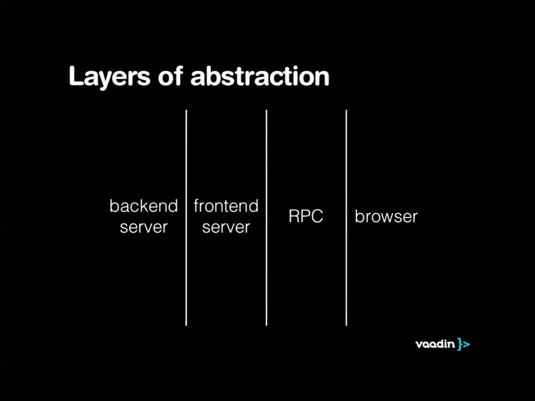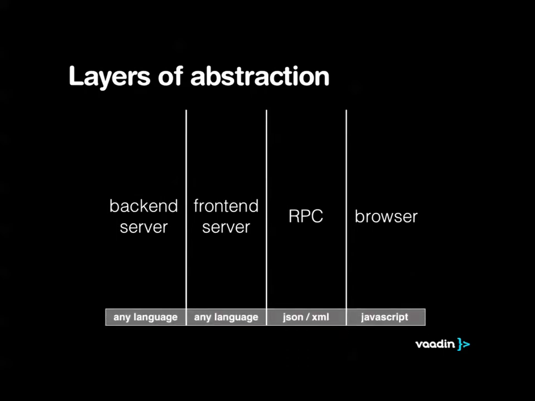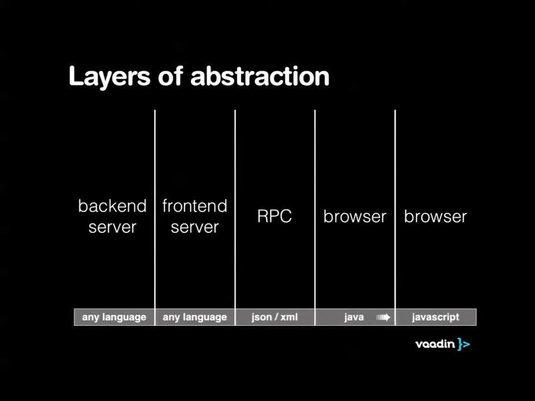If you think of abstraction layers in a typical rich web application, you have the browser, some kind of communication layer, the front-end server, and the back-end server. And these can be built with different kinds of languages. On the server side, you can use any server-side language. On the client side, it's typically JavaScript or something that compiles to JavaScript. Google Web Toolkit adds one more layer, compiling from Java to JavaScript.